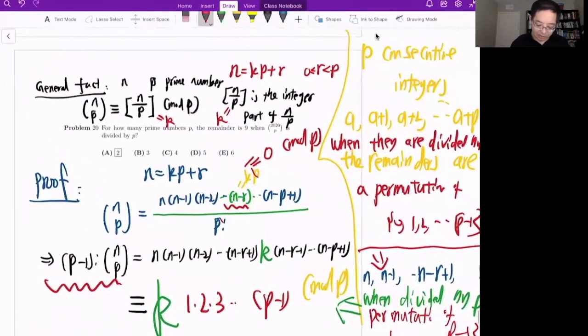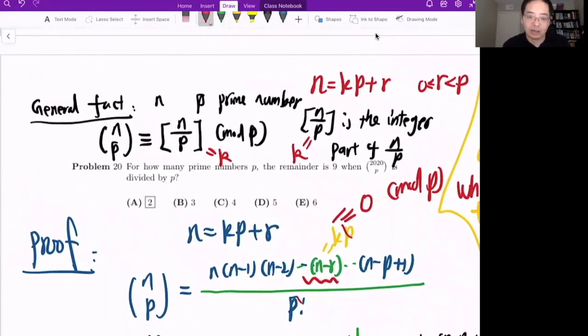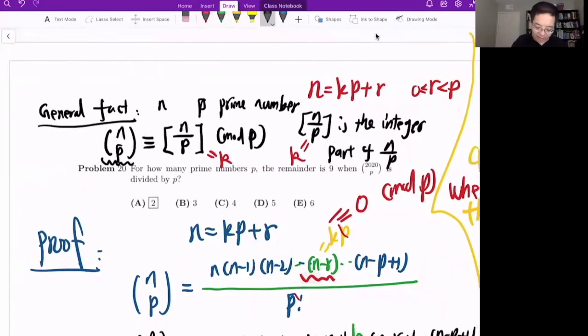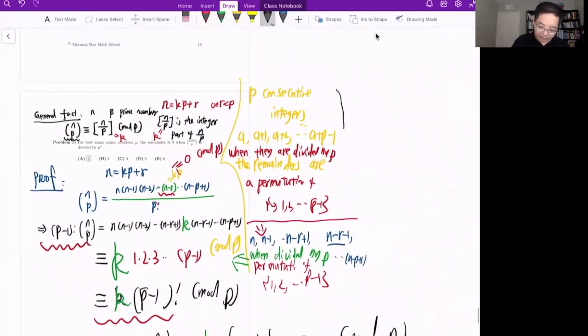So let's recall the statement. The statement says if I have a positive integer n and a prime number p, then this combinatorial coefficient n choose p has the same remainder as the integer part of n divided by p. We say the quotient modular p. The proof is just based on the definition. The only thing we use here is if we have p consecutive integers, if I divide them by p, the remainders are just a permutation from 0 to p minus 1. So here we identify the special one, n minus r. That one is divisible by p, so we're going to 0.